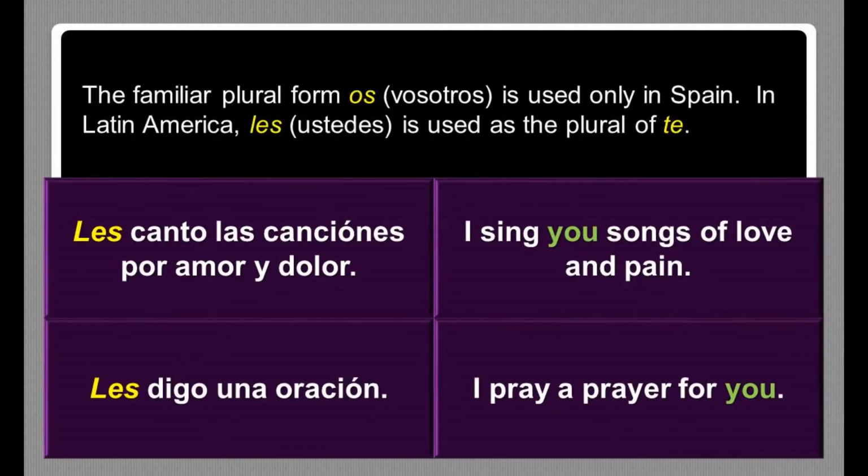The familiar plural form os or vosotros is used only in Spain. In Latin America, les or ustedes is used as the plural of de. The sentence "I sing you songs of love and pain" is an informal one. So for you, the indirect object, you use les. So you have les canto las canciones por amor y dolor. Also, to say "I pray a prayer for you" informally, you write les digo una oración.